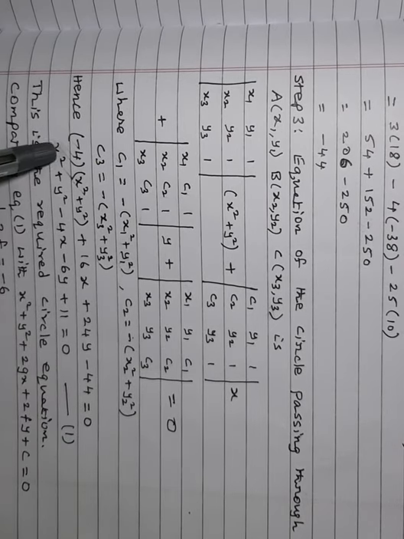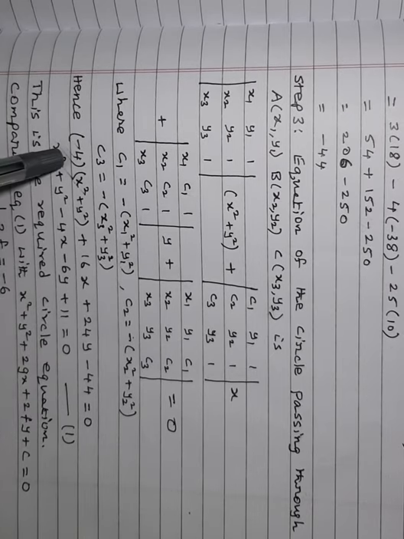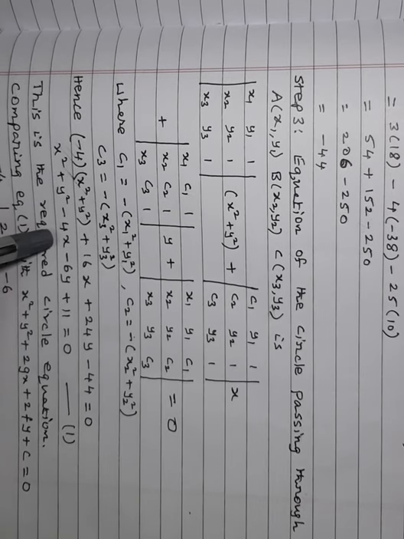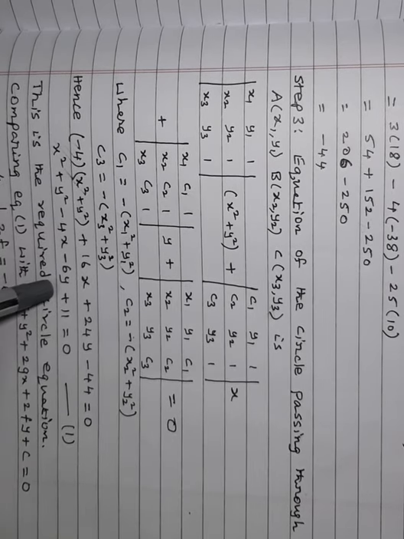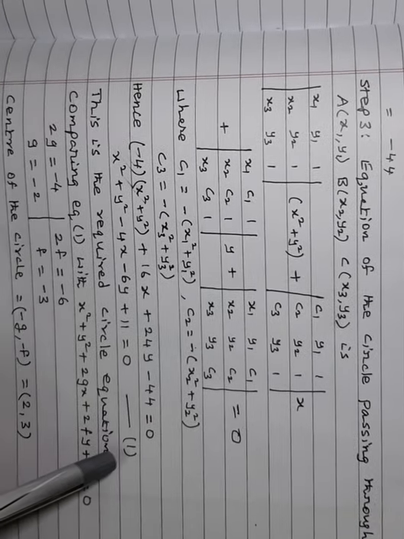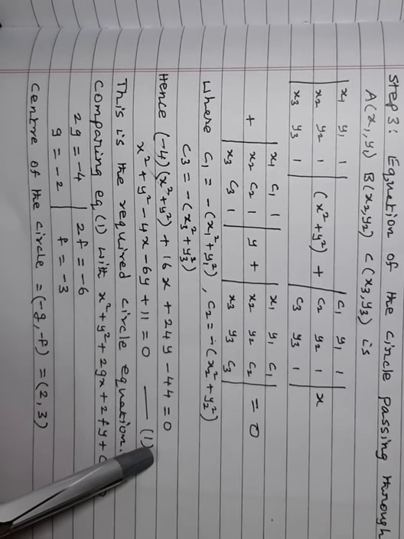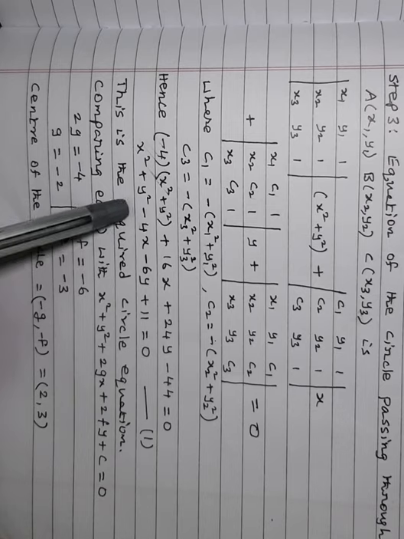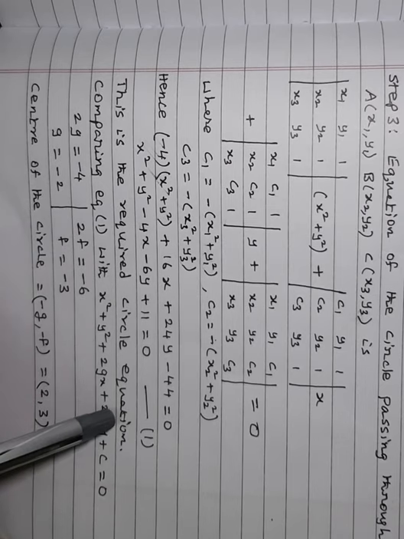Now dividing both sides of the equation by minus 4, we get x square plus y square minus 4x minus 6y plus 11 equal to 0. We have taken this equation as 1. This is the required circle equation.